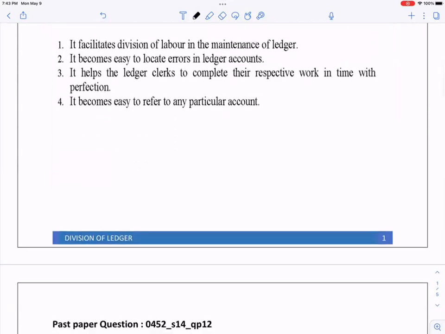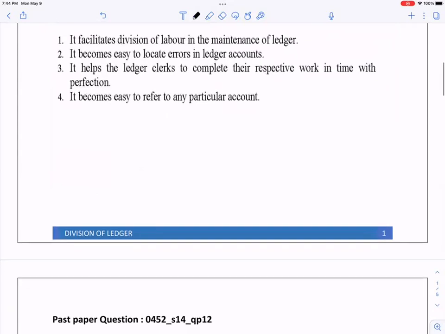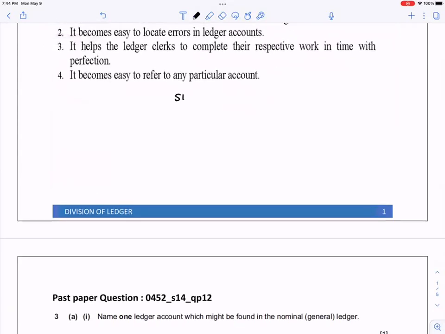So come on again, tell me, how many ledgers do you have? Four. What are the four ledgers? Sales ledger, purchase ledger, nominal ledger, and cash book. What comes in sales ledger? A personal account of credit customers. What comes in purchase ledger? Personal account of credit suppliers. What comes in nominal ledger? Everything else: assets, liabilities, expenses, and incomes. Cash book: cash account and bank account.